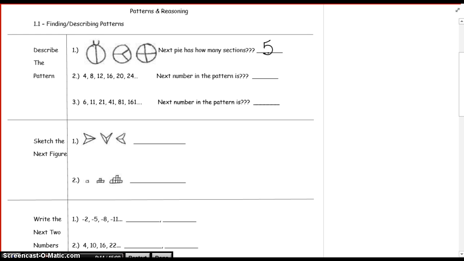For the second one, you go 4, then 8, then 12, then 16, 20, and then 24. So what's got to be the next number? Well, if you take a look at the pattern, it all is plus 4, plus 4, plus 4. So the next number in that pattern after 24 should be 28. Give the next one a try and have that one done for class. So we'll check that guy out then tomorrow.